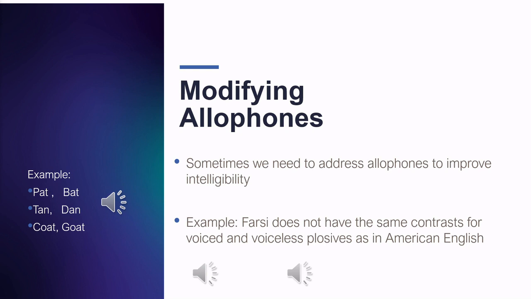Let's listen to some examples of minimal pairs on the left side of the slide. Try to listen to how similar or different the words sound. Do you think there is enough contrast? Might you confuse these words?